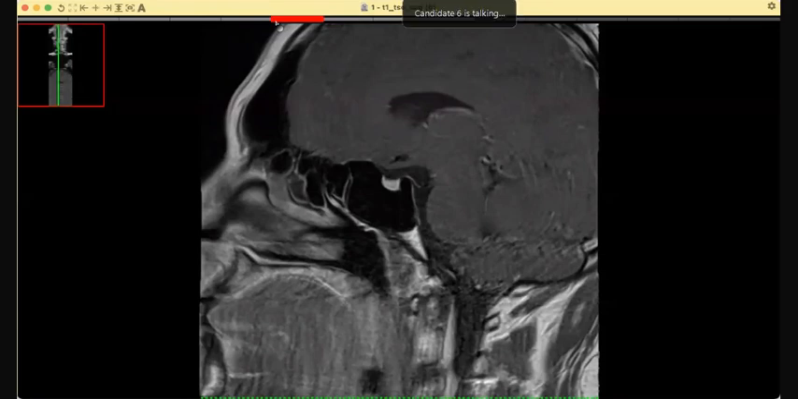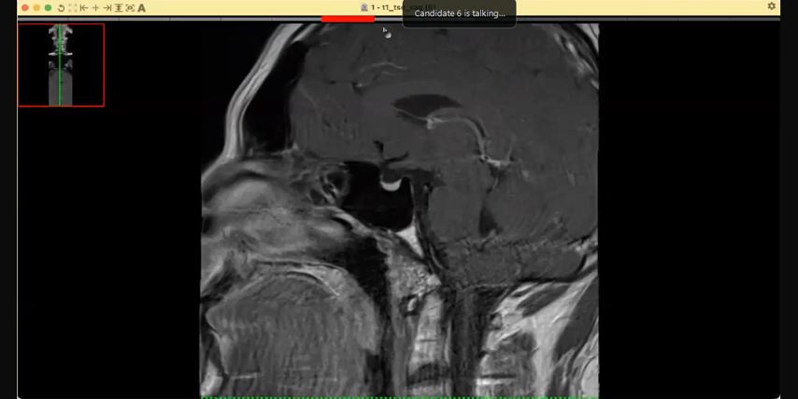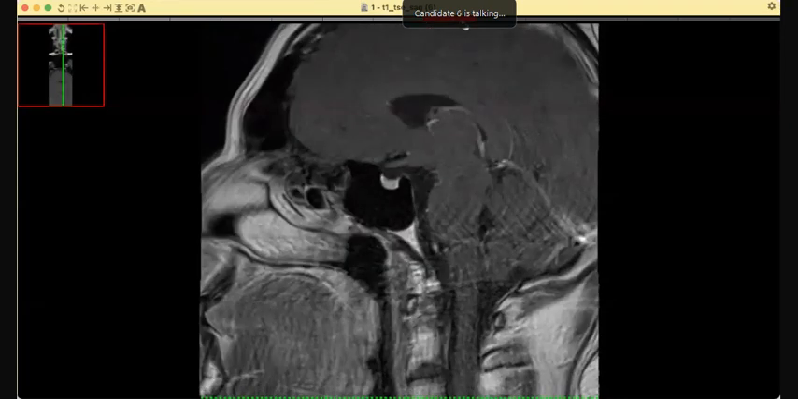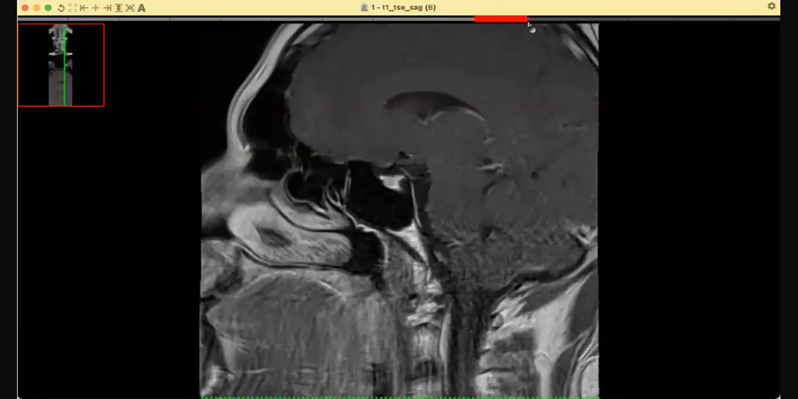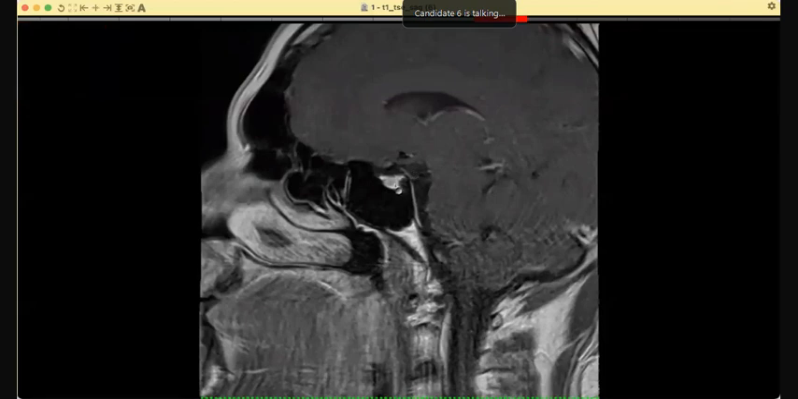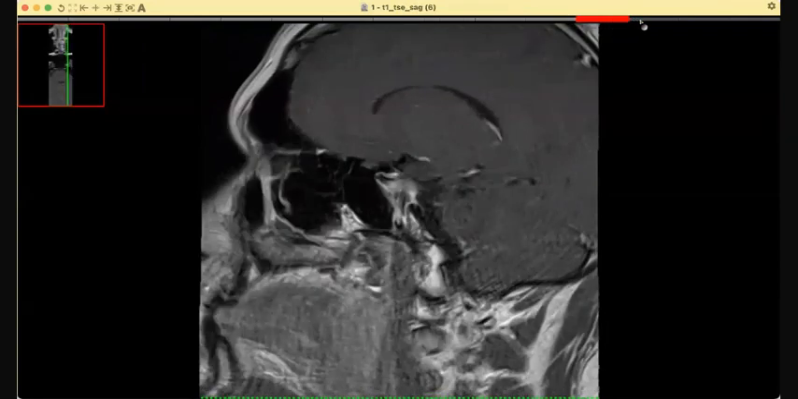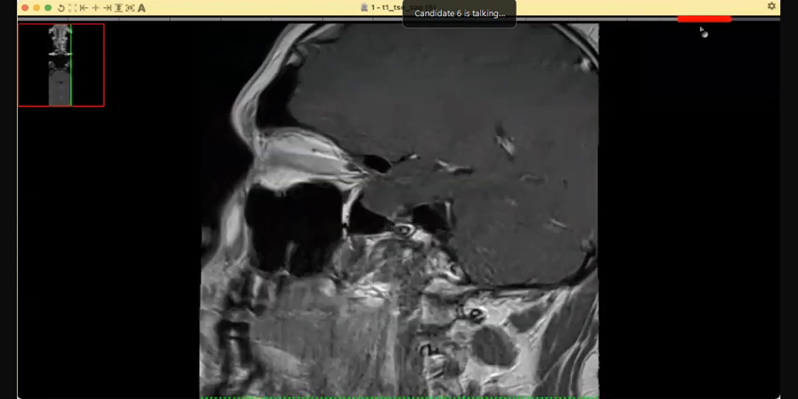The pituitary, within the pituitary fossa appears normal in this sequence. The pituitary stalk is normal. There is a hypointense area in the posterior portion of the pituitary, which could be adenoma. I would like to correlate it even on the coronal sequence. Yes, even in this cut, I can see that there is a hypodensity noted within the pituitary. So I'm thinking it could be a pituitary adenoma or a Rathke's cleft cyst.